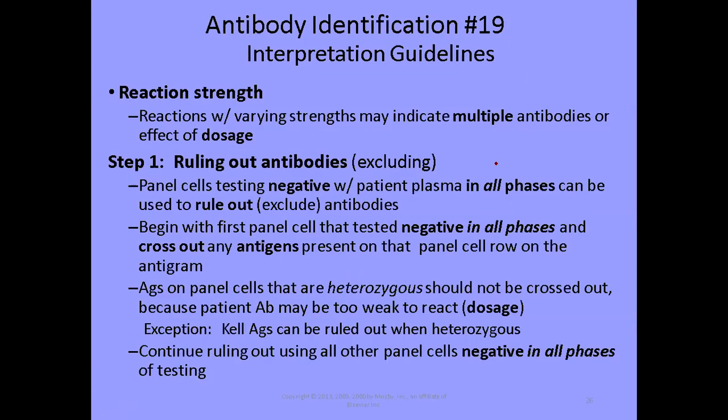So our interpretation guidelines. We want to look at reaction strengths. So when we have reactions with varying strengths, it may indicate there's more than one antibody, or it could be the effect of dosage. Okay, and we talked a little bit about that before.